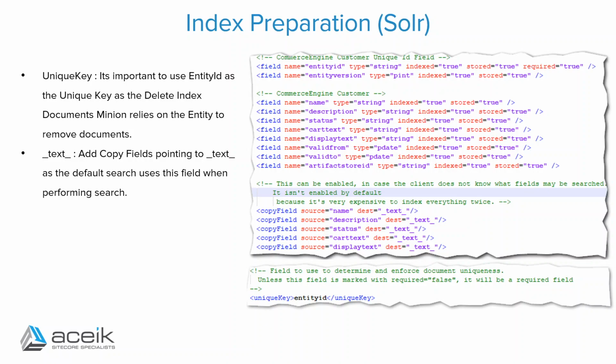And the other important thing is the text, the copy fields. Sitecore Commerce actually creates all these copy fields to this text field. When I show you in the demo, when you search for something and you don't specify which field to search, it actually searches that text field. So it's important if you're using Solr. Again, for Azure, it works differently.